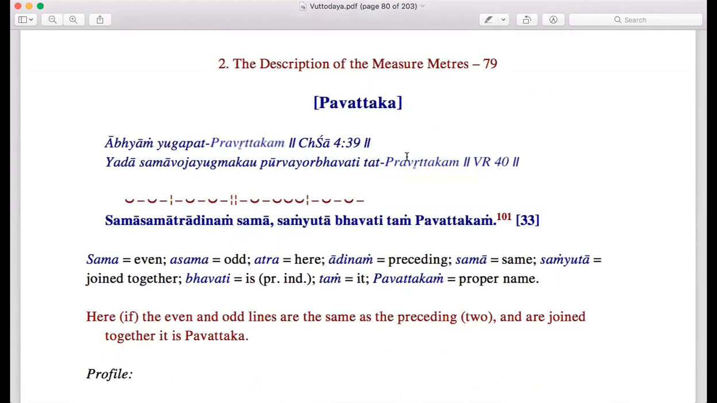Okay. So sama samatradinang is the word, and it is actually a sandhi. Sama sama atra adinang. So there are 3 words. Sama sama is one, atra is the second one, adinang is the third one. So it's actually a combination.